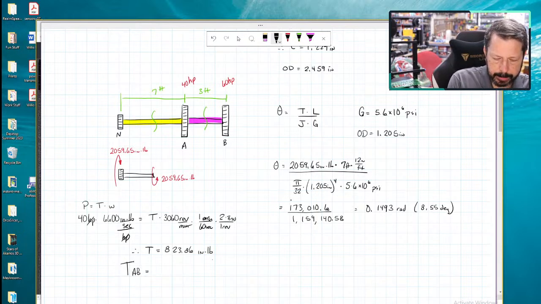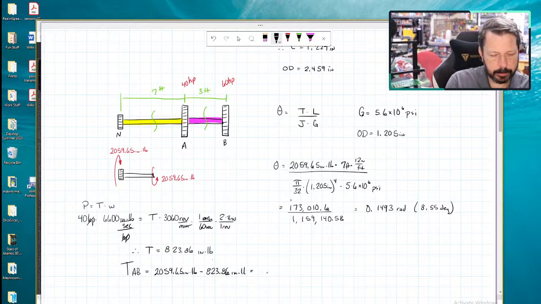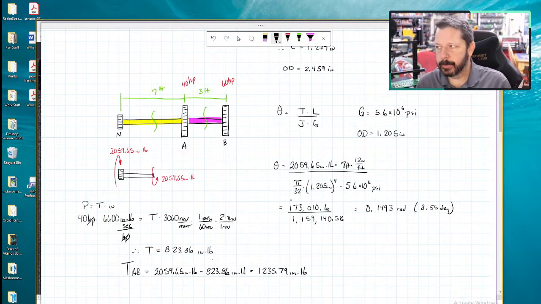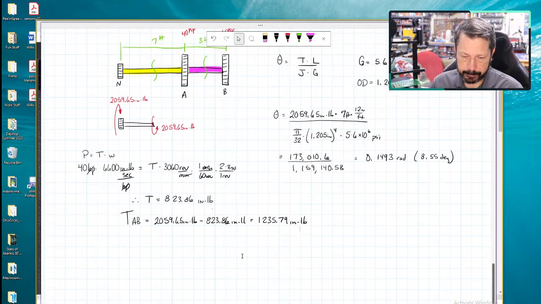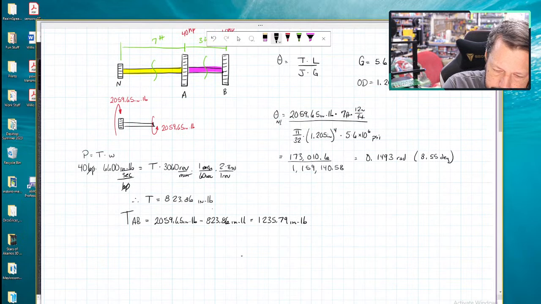has the torque in AB equal to 2,059.65 inch-pounds minus 823.86 inch-pounds, which equals 1,235.79 inch-pounds. And if we had done what I was originally going to say to do, where we just do the 60 horsepower, then we would have calculated this number, 1,235.79. Okay, so theta, this is into A.